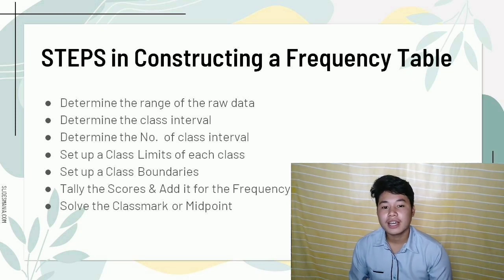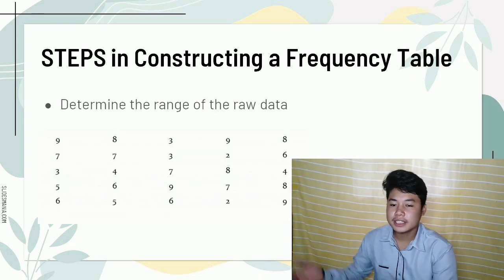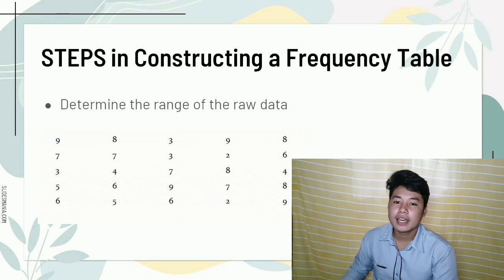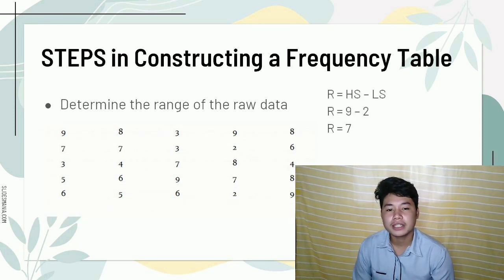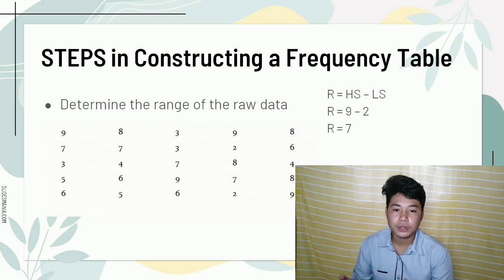Steps in constructing a frequency table. So this is the example of our raw data. In determining the range of our raw data, first we need to find the highest score and the lowest score. Since our highest score is 9 and our lowest score is 2, we need to subtract 2 from 9 to get our range, which is 7.